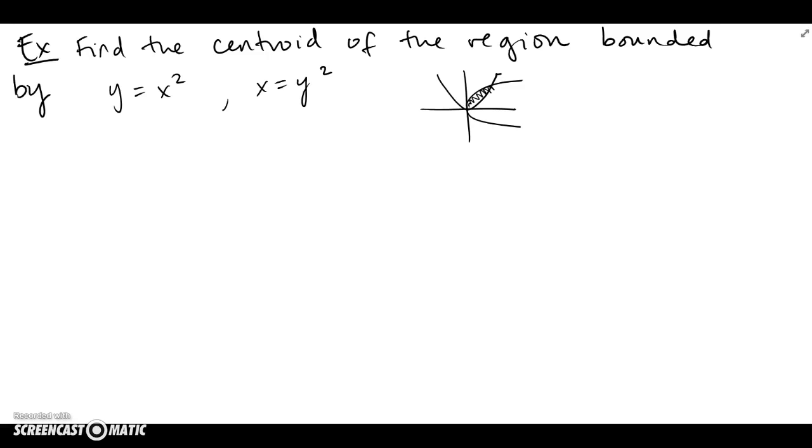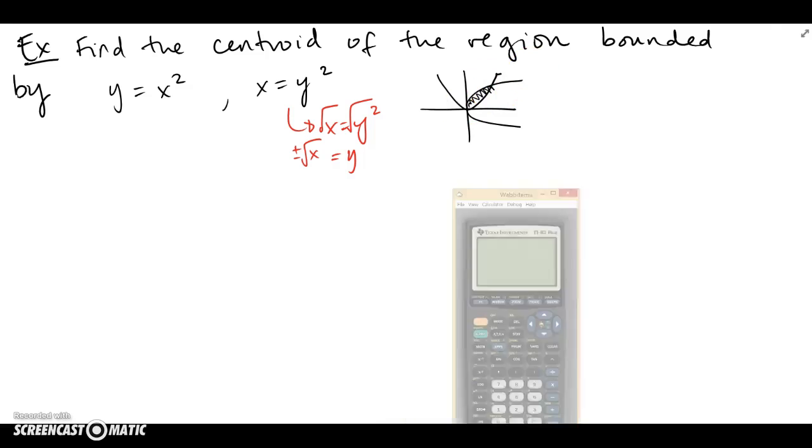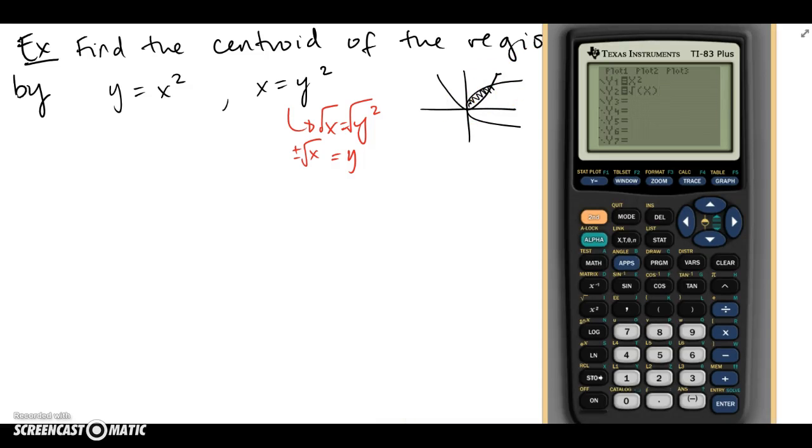So we can go look at this on our TI, and we can also do it algebraically. Just keep in mind that in your TI you can only put y as a function of x. So we would have to put this one as y equals plus or minus square root of x if we want to see the top half and the bottom half. And it looks like we don't care about the bottom half, so we could just put the top half into our TI. So I've got y equals x squared and y equals the positive square root of x, just for the top half of the sideways parabola.